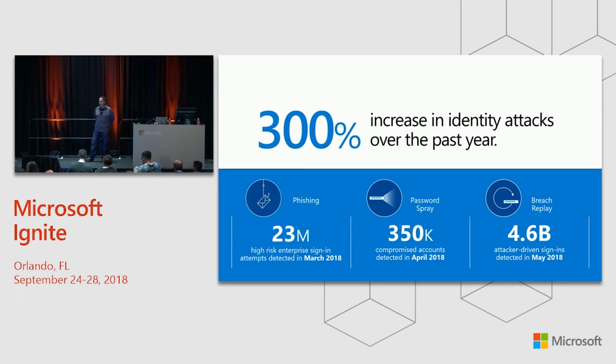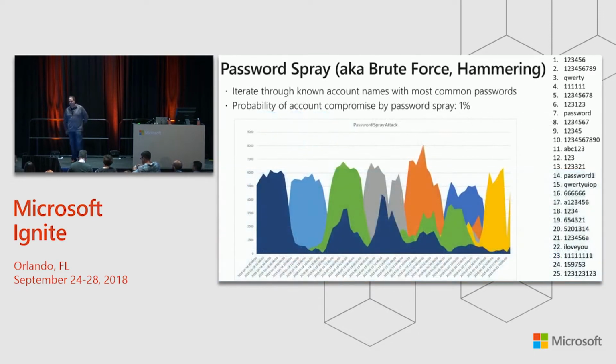And then for breach replay, where you breach a third-party system and then play it against another identity system to try to get in, we saw about 4.6 billion attempted authentications with breach credentials in May. So unfortunately, it's not uncommon. I don't know if you guys have seen this before, but this is an actual password spray attack. So what is a password spray attack?